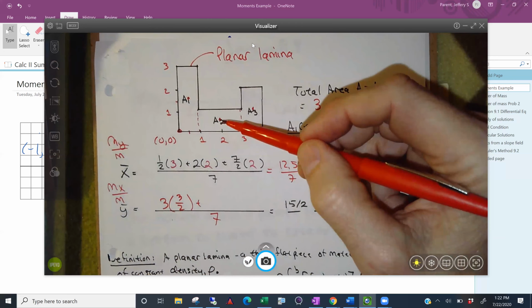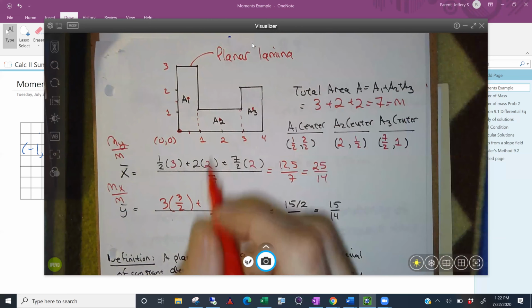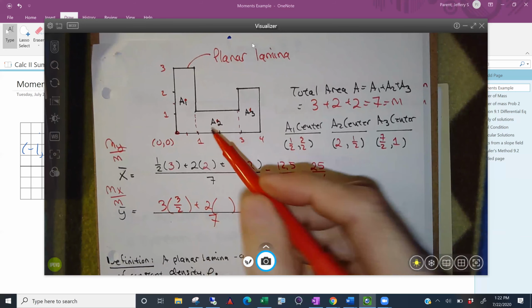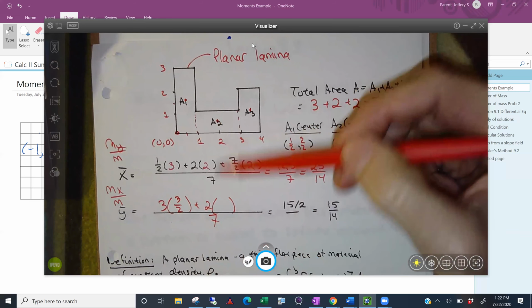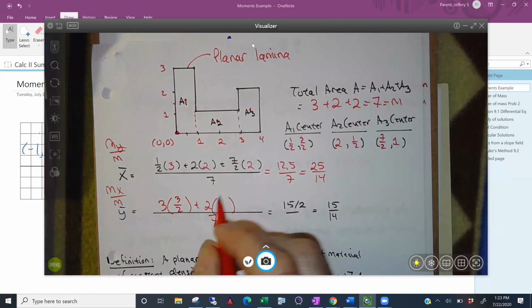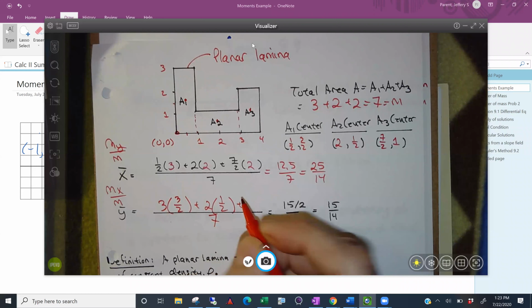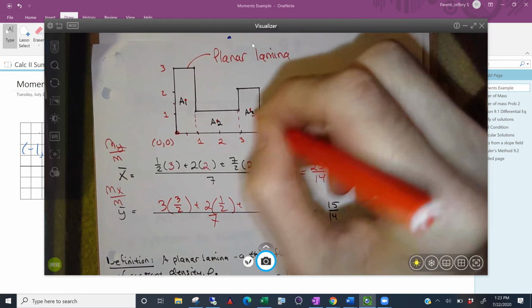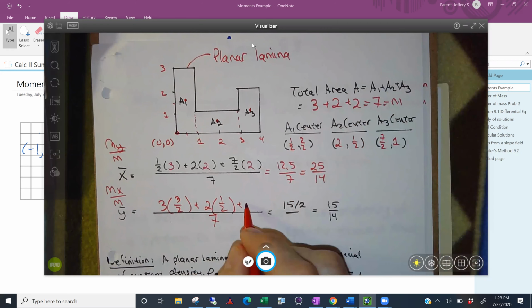And then we want to do likewise here. The mass of that plate is 2, and it's going to push down with a force of 2 at a distance of 1/2. And finally, this plate pushes down with a force of 2 equal to its area times a distance of 1.